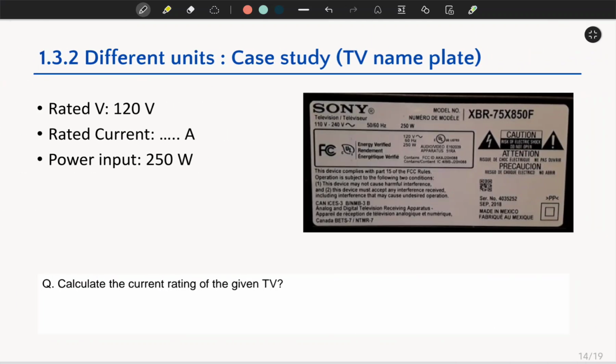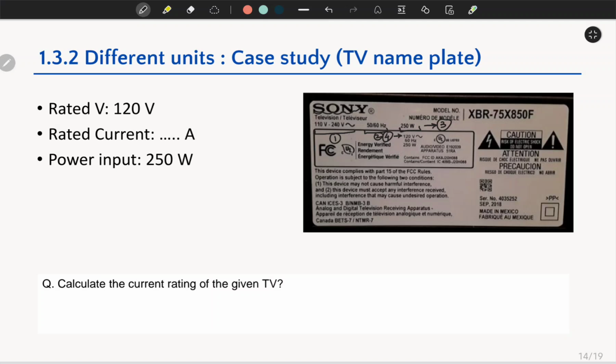Now let us understand these different units via a practical nameplate rating. Here I have taken an example of a Sony TV nameplate rating. Here we can see what units are represented. First unit is this, second unit is this, third one is this, fourth one is this. So these are different units.